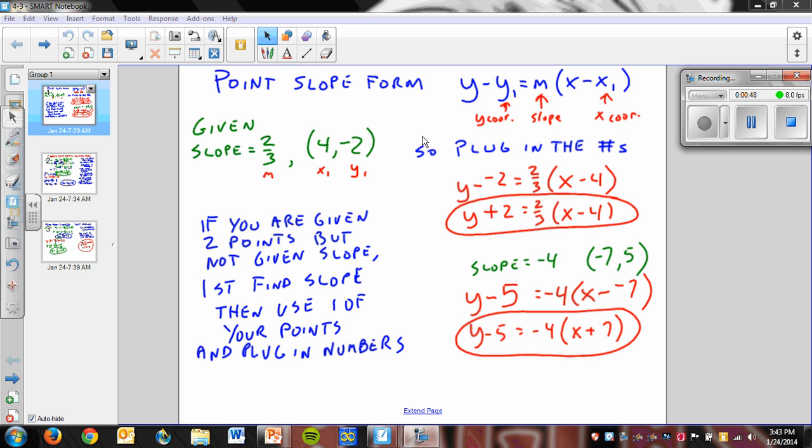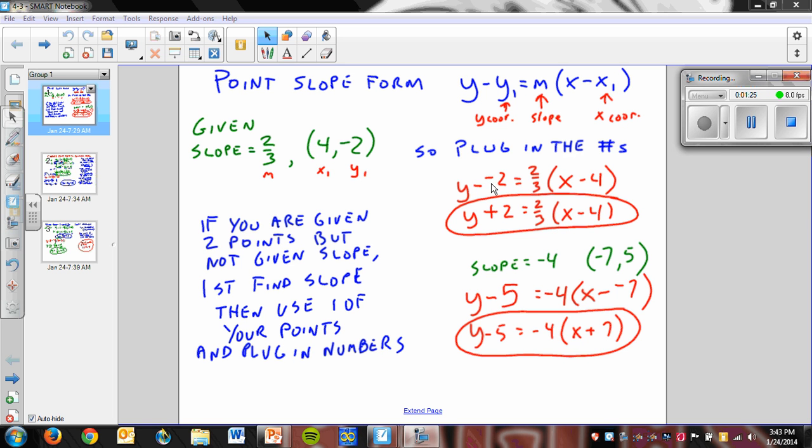Just like what we did when we were looking for slope-intercept form, we're plugging stuff in, but we're still going to have a y and x left over. So it's going to say, give us the point slope form of the line that passes through the point 4, -2 and has a slope of 2/3. All you have to do is recognize m and x1 and y1 and plug them in. So y minus y1, y1's -2, equals m, which is 2/3, times x minus x1.